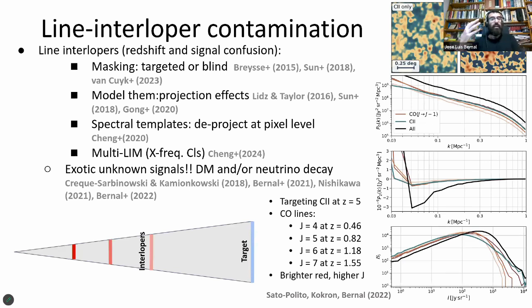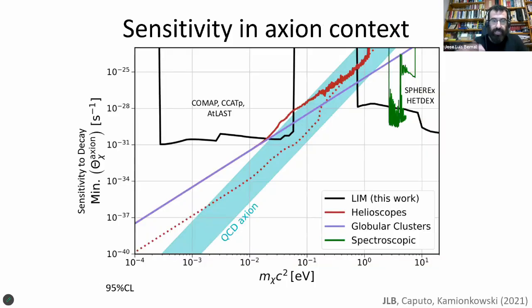However, I've been considering all the time astrophysical line interlopers, but as I was saying before, if dark matter or neutrinos decay, those are new emission lines that could be observed as interlopers. So we can use some of these strategies to look for them. And this is something that I studied back in 2021. This would be the case of axion decays. And especially for the multi-electron volt signal in the optical, it could be very competitive with current constraints.